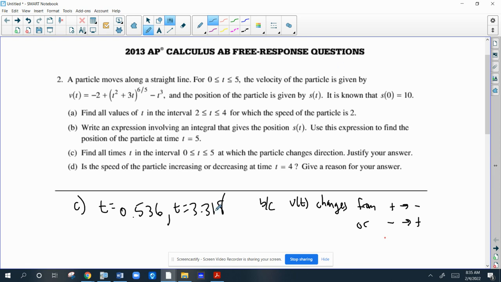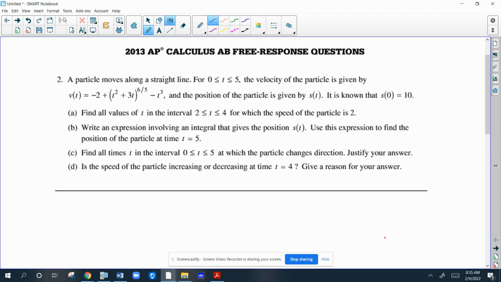So I'm going to clear that and do question D. Question D, is the speed of the particle increasing or decreasing? So you have to remember that the speed is increasing when velocity and acceleration have the same sign, and decreasing when velocity and acceleration have different signs. That's the reason for my answer.